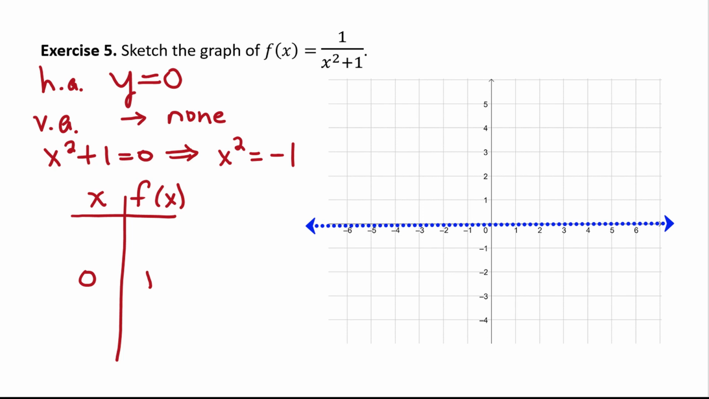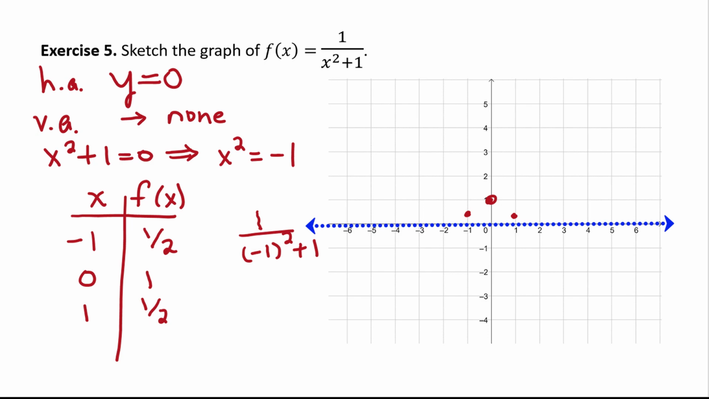Let's pick a few points around the origin. I'm going to pick -1. That would give me 1 over -1 squared plus 1. -1 squared is +1, so this gives me 1/2. And we'll try +1, and that's going to be 1 over 1 squared plus 1, which is also 1/2. Let's plot these points. I got 0, 1, -1, 1/2, and +1, 1/2. It appears to be symmetric about the y-axis.